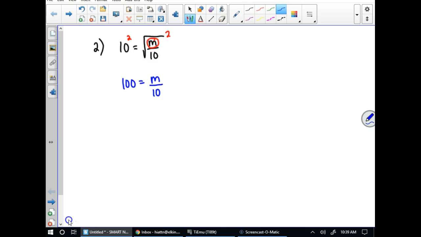How do we undo division? We multiply, right? So we just multiply by 10 on both sides. Over here, that 10 on the top and 10 on the bottom cancel each other out, which is what we wanted. Over here we have 1,000 equals m. That was almost painless, wasn't it? It's not that bad. Not nearly as scary as it looks.